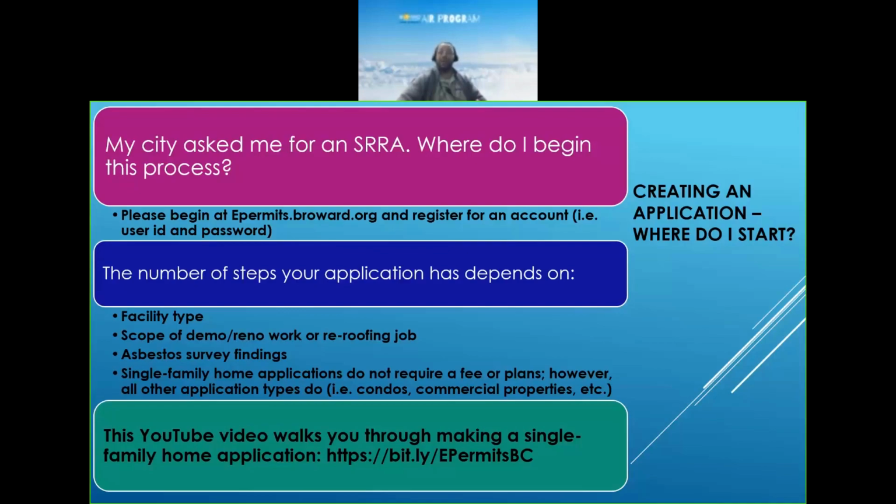The number of steps your application has depends on the facility type, the scope of demo, reno work, or the re-roofing job, the asbestos survey findings, or if you even have a survey to begin with. Single-family home applications do not require a fee or plans. However, all other application types do, i.e. condos, commercial properties, private schools, etc.